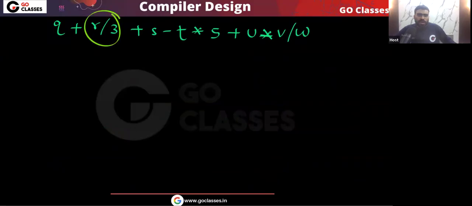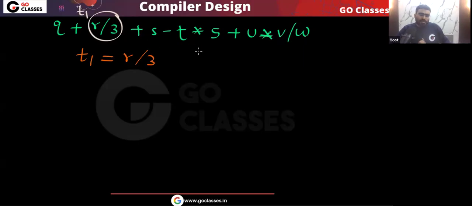First you can do r divided by 3, because multiplication and division have the highest priority, and you do them left to right. So first you will do r divided by 3, and you can assign this to some temporary variable t1. Now this is done, and you have this in t1.